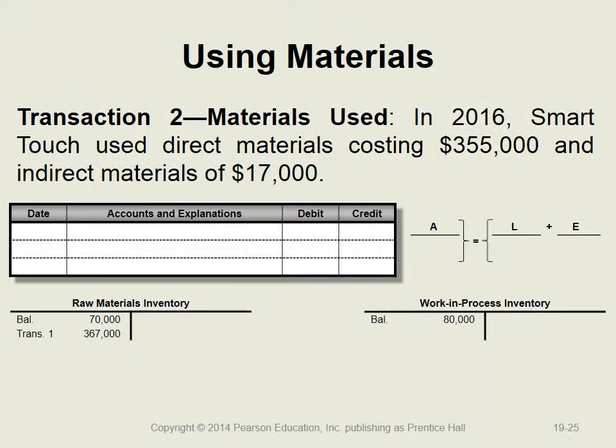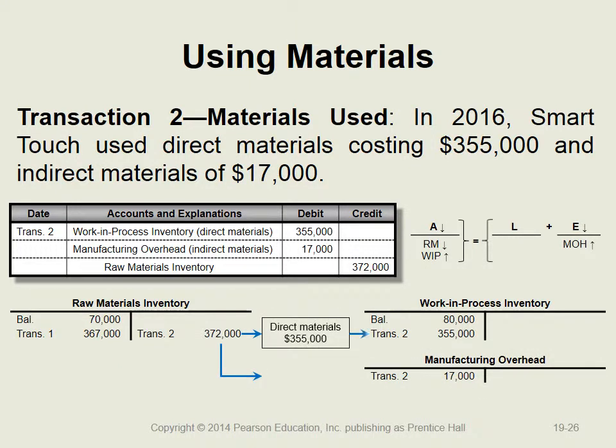SmartTouch will record a summary journal entry at the end of the period for all materials used. To produce the tablets, both direct and indirect materials are used. Remember, direct materials can be easily and cost-effectively traced directly to the finished product. Indirect materials cannot be easily and cost-effectively traced directly to the finished product. In 2016, SmartTouch used direct materials costing $355,000 and indirect materials of $17,000. Work in process inventory had a beginning balance of $80,000.